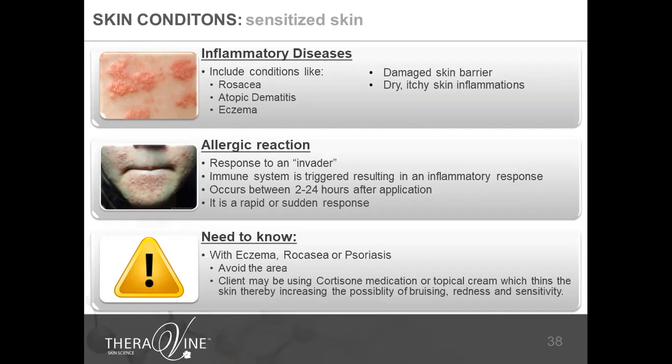So important with eczema, rosacea, or psoriasis, you will avoid the area. The client will usually go onto cortisone medication. That can definitely thin the skin. So just be aware of that when you're doing extractions and things, because it can cause bruising, redness, and sensitivity. But usually if a client has an eczema breakout, they definitely won't come for a facial if it's on the face.